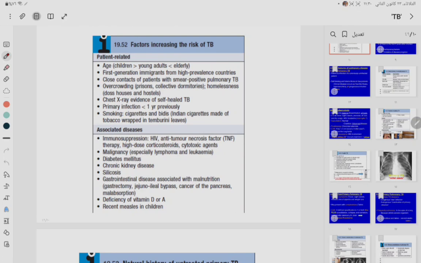High dose steroids and anti-CD20 such as rituximab: you should test for latent TB before you give these to patients, because there is a risk of reactivation of TB. Malignancy, lymphomas, leukemias, diabetes, chronic kidney disease, silicosis, gastrointestinal disease associated with malnutrition, all of these are at risk of TB. So malnourished areas are at risk of developing TB. Deficiencies of vitamins D and A, next please, and recent measles.